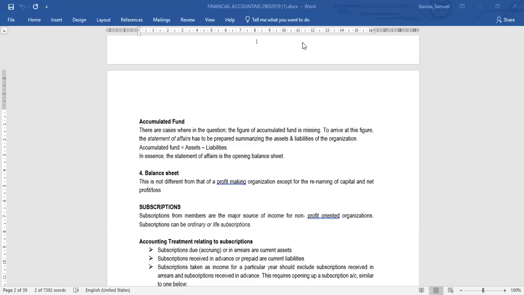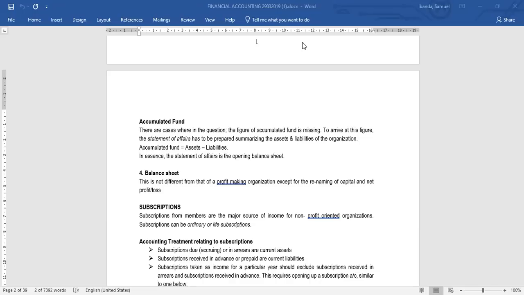Now, here we are saying that if at all subscriptions are in arrears or are due, then we record this as current assets. Why? These subscriptions were supposed to be received by the non-for-profit, but in this case, the members didn't pay. So we expect them to pay, okay? And that is why we recognize it as what? As a current asset. Just like the way we saw when it came to income, accrued income, okay?